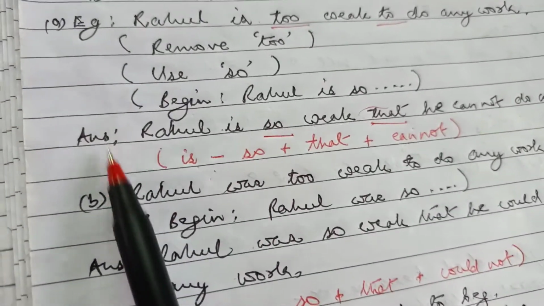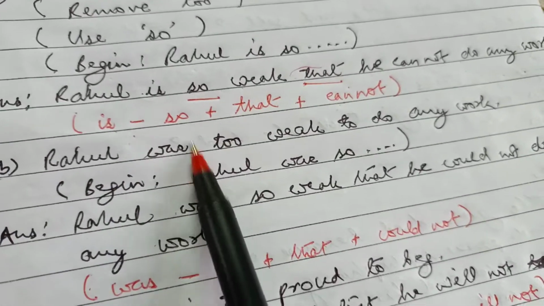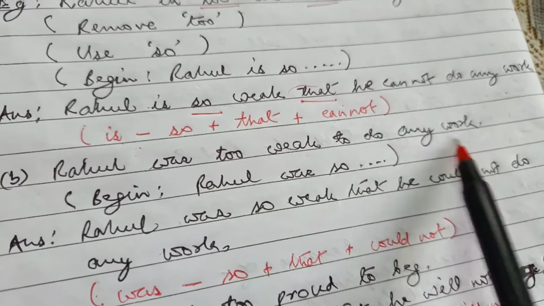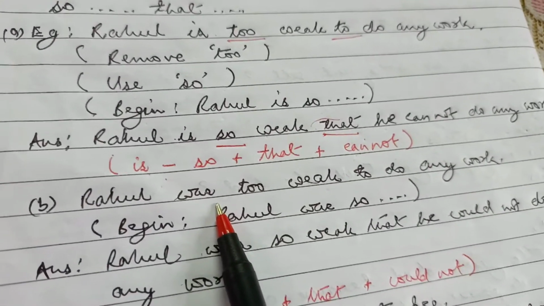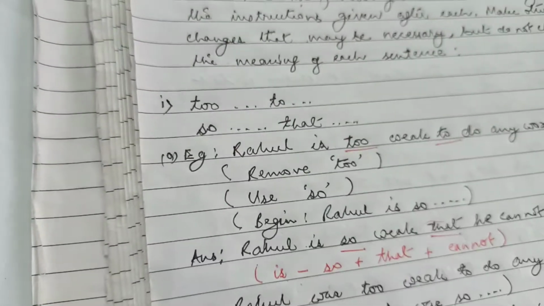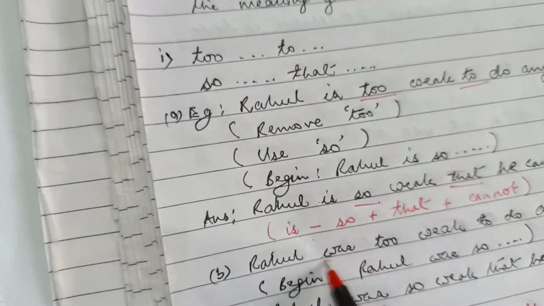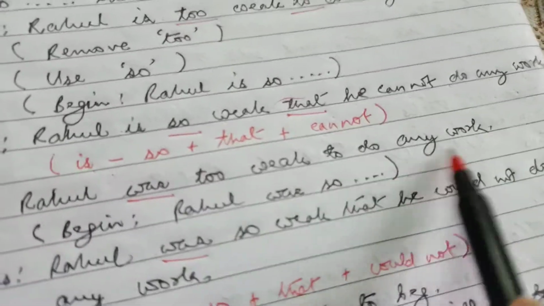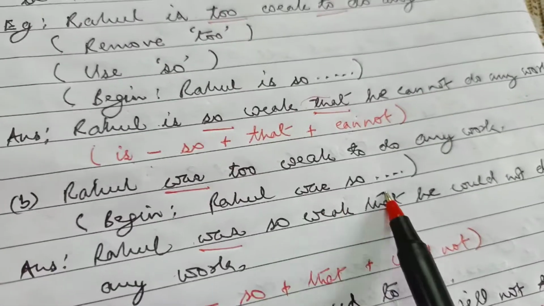Now we move on to the second example of the same exercise. Example B. Rahul was, now here we are in the past tense. Rahul was too weak to do any work. We have kept the same sentence, but the tense we have changed into past. Rahul was, this time we are using was. So Rahul was too weak to do any work. Your question is any of these: remove too, use so, or begin: Rahul was so, dots.